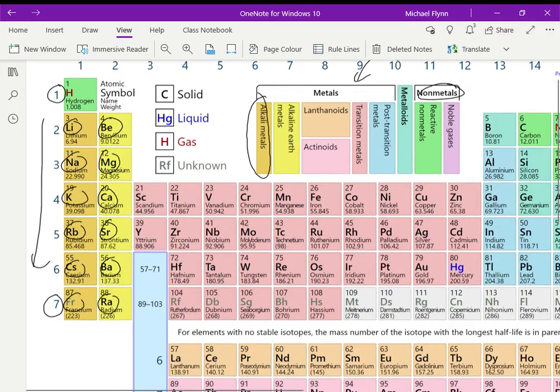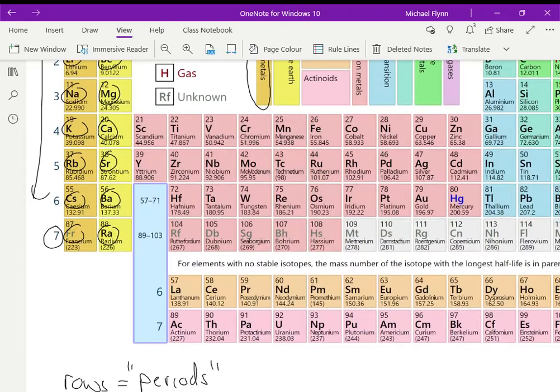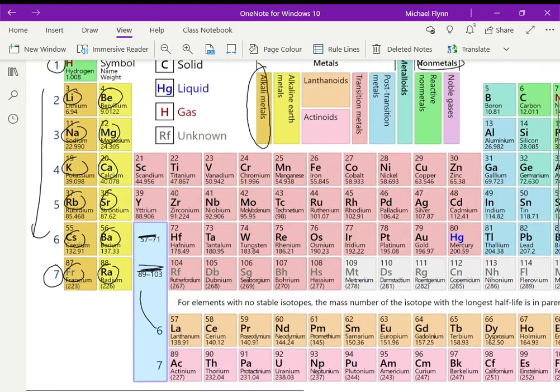Okay. Now, at the very bottom, we have the lanthanoids and actinoids. They're part of rows 6 and 7. They don't fit well, and so they separate them out. They would normally fit in this area here. So they're still parts of period number 6 and period number 7. Sometimes we call them rare earths. You don't really need to know much about that.